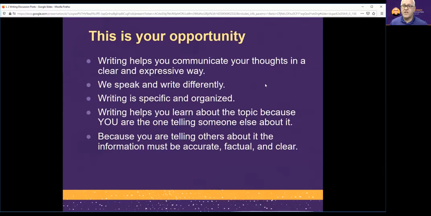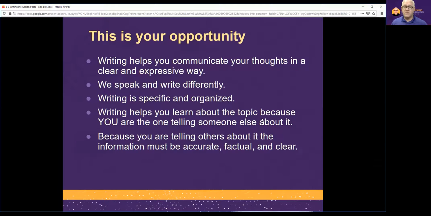Writing helps you communicate your thoughts in a clear and expressive way. We speak and write differently. When we speak, we have all kinds of inflections. We have all kinds of pauses and ways that we express what we mean. But writing's a little bit different. It takes a little bit more talent and a little bit more specific areas. It's also specific and organized.